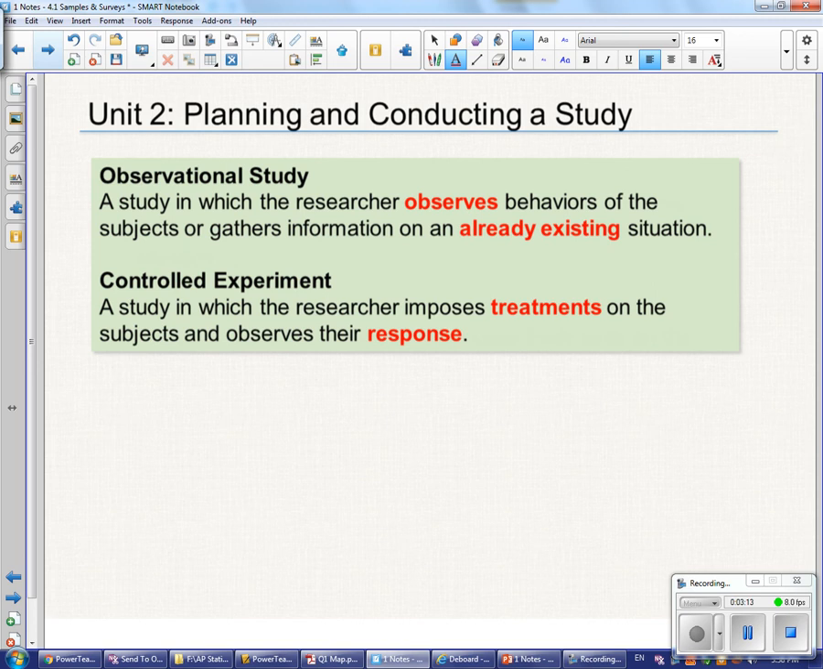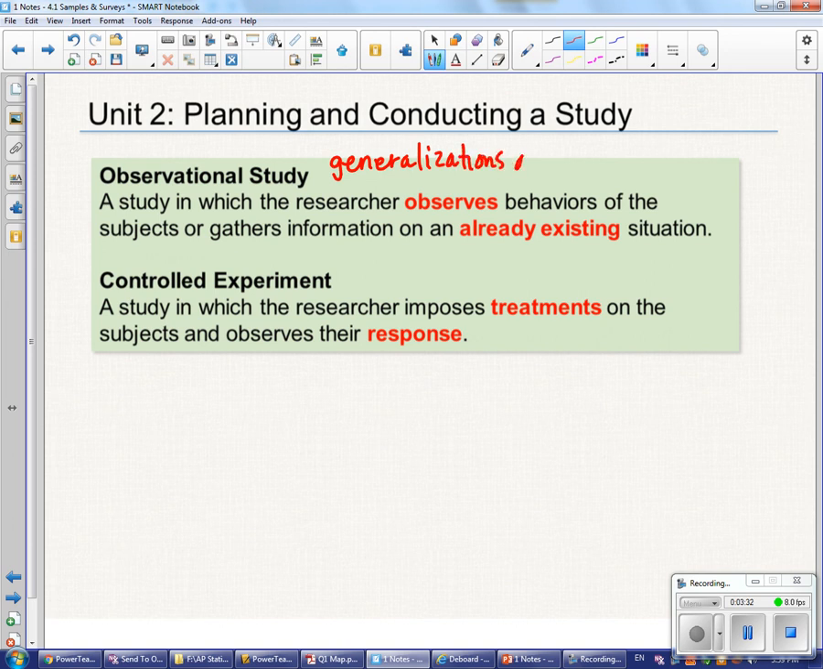So like I said, there are essentially two types of data collection methods. We have observational studies and experiments. And the purpose of each of these is very, very different. In an observational study, we are interested in making generalizations about a population, or a population of interest, I'll say.